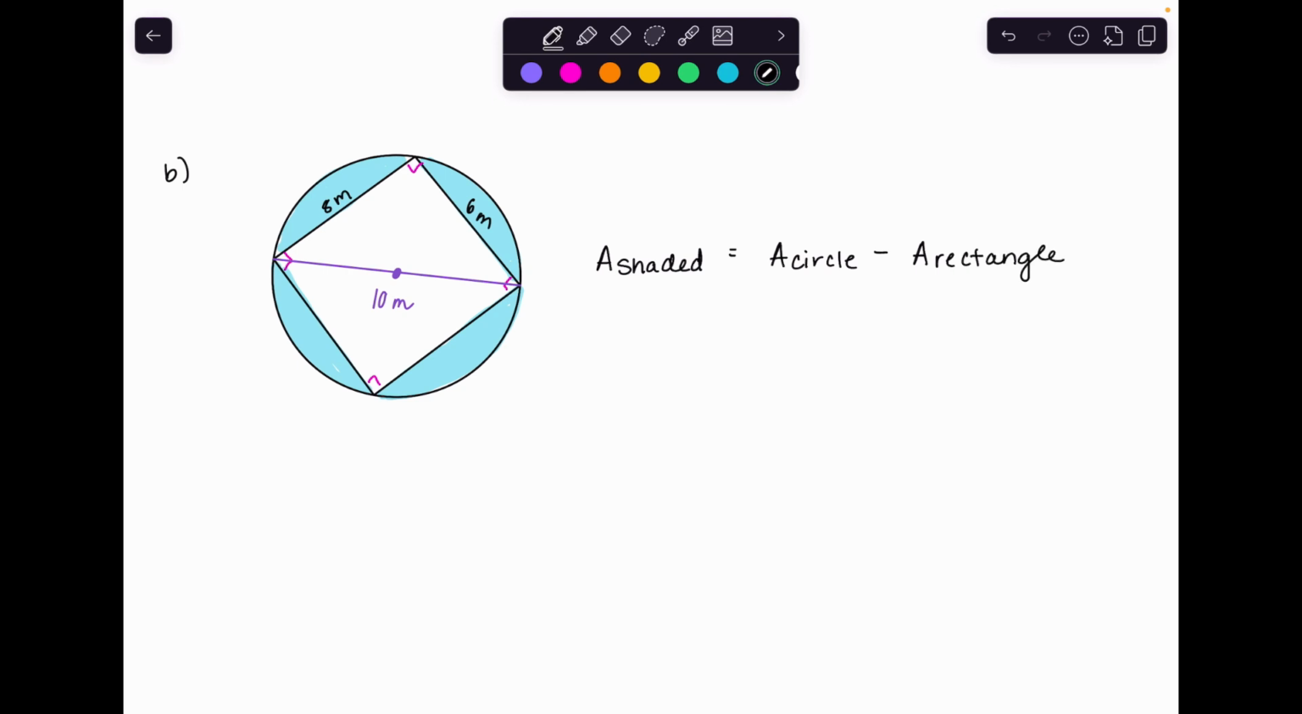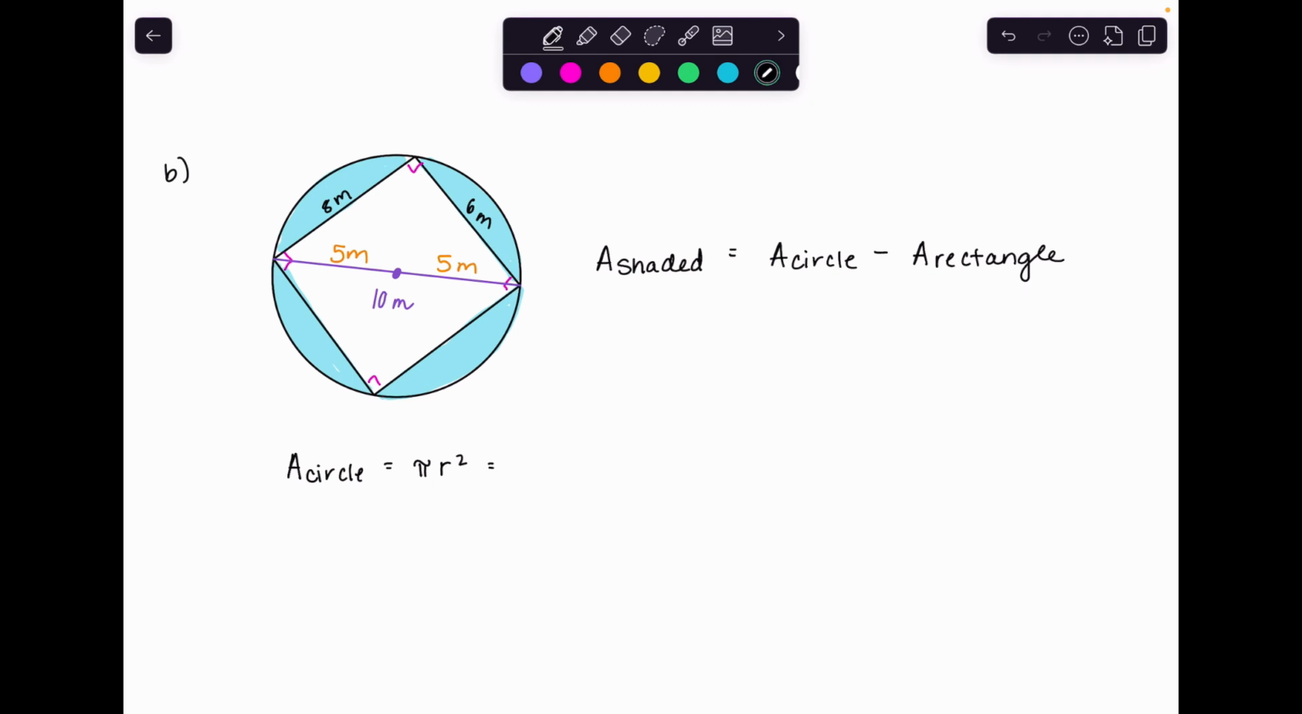And this one, I don't think it said in the directions, but I'm going to go ahead and just round it to 2 decimal places. So starting with the area of the circle, that's going to be pi times the radius squared. Well, they didn't give me the radius, but that's okay. I can figure that out from the picture. So the entire distance through the center of the circle is 10. That means the radius has to be 5 meters.